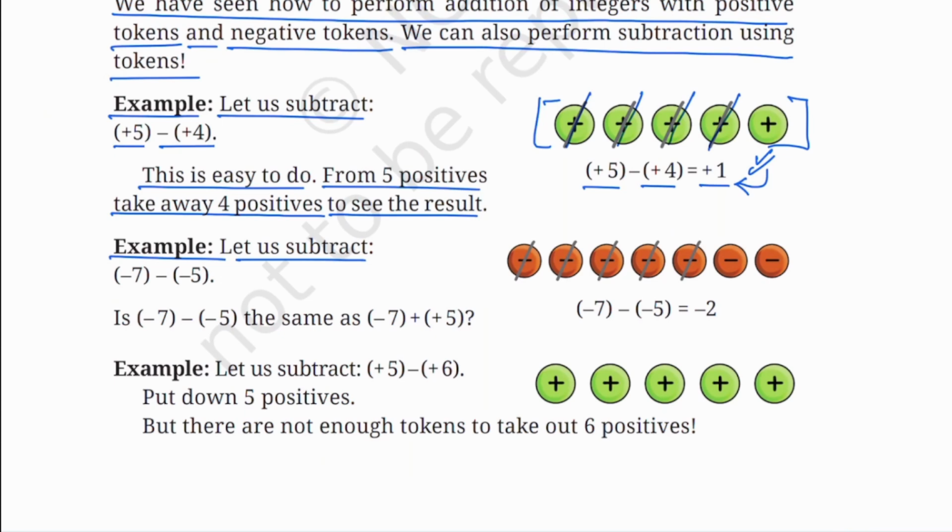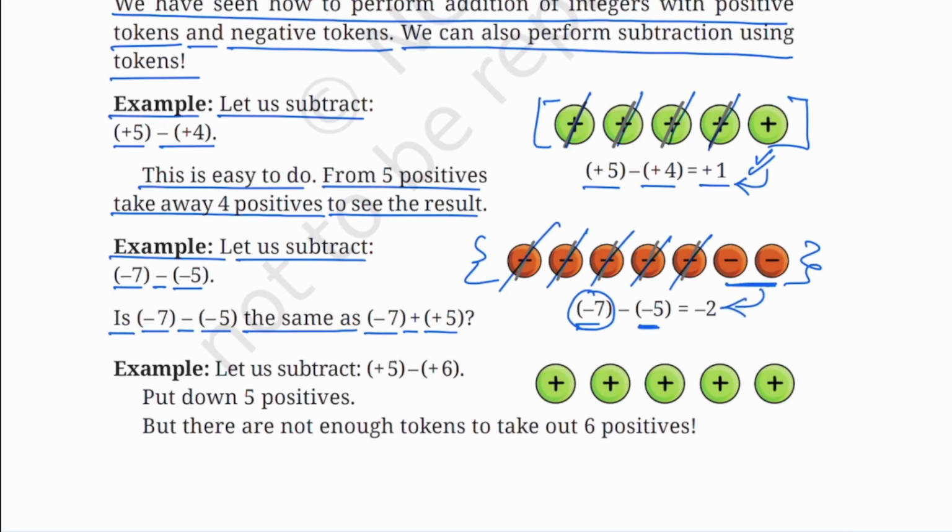Example: let us subtract -7 minus -5. Is -7 minus -5 the same as -7 plus +5? Yes. You can see from -7 tokens, -5 tokens have been removed. Left is -2 tokens.